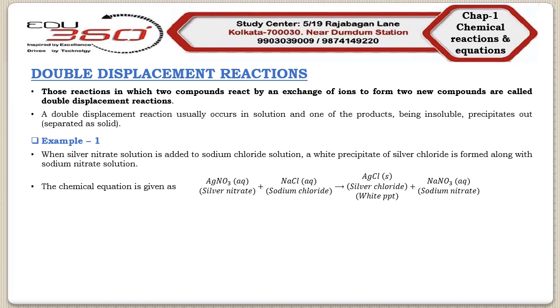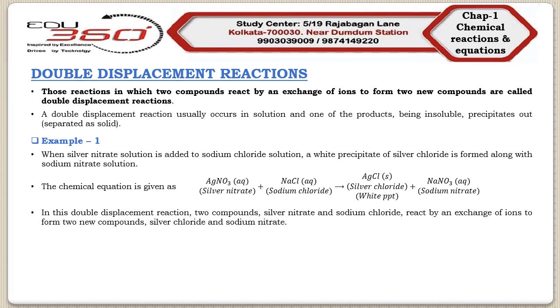Now, what are the outcomes of this double displacement reaction? In this double displacement reaction, we find that the two compounds, silver nitrate and sodium chloride, are reacting with each other by the exchange of ions to form two new compounds, which are AgCl, that is silver chloride, and sodium nitrate. Now there will be an exchange of ions.